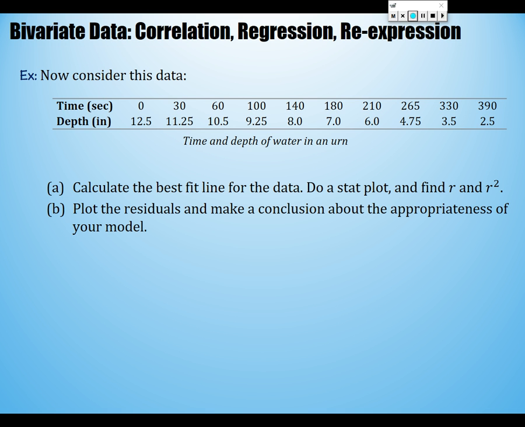Anybody have a beautiful residual plot? I didn't. That's dangerous. Right? What do you think of those? I think it's not linear. I think there's a noticeable pattern in there for it. You guys agree with me?